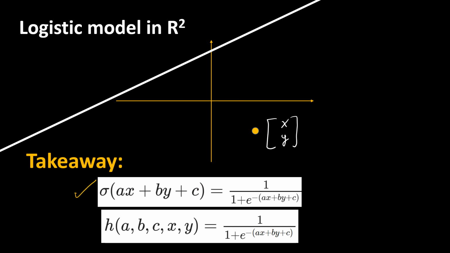We derive this model as the logistic model in R2, which is a composition of this linear term and a sigmoid function. So for arbitrary numbers for A, B, and C, this model assigns a probability to each point of R2. In other words, take this point that has X and Y. This logistic model assigns a number between 0 and 1 to this point.